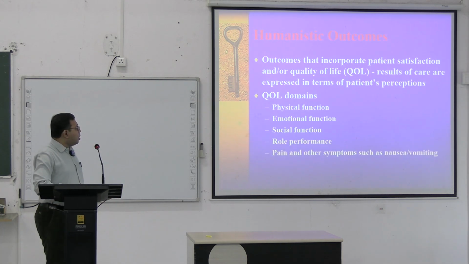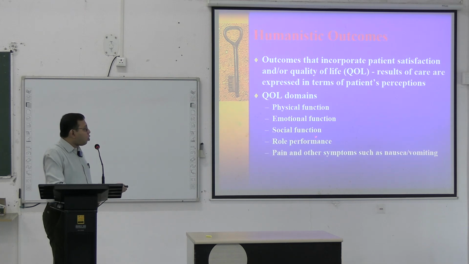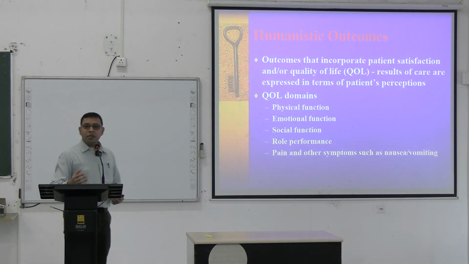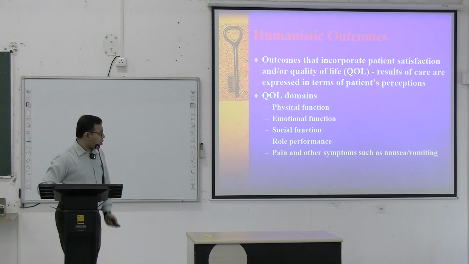So like this. Humanistic outcomes, so quality of life, different types of quality of life, whether we can improve the physical function or emotional function, social function, role performance, meaning what is the role of that patient or person in the society. If the patient or person cannot fulfill his or her role, that will be a decreased quality of life. So whether we can give some drugs that can lead that person to fulfill his or her role in the society or not, that is also important.